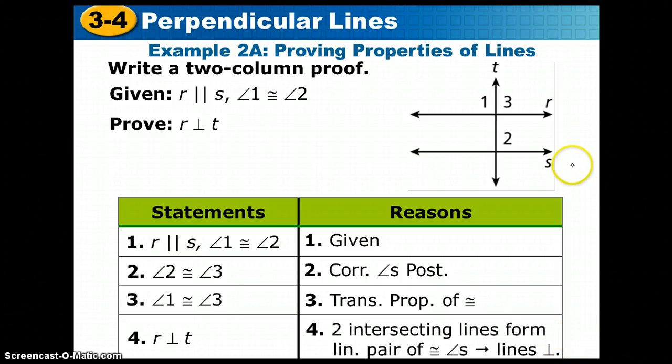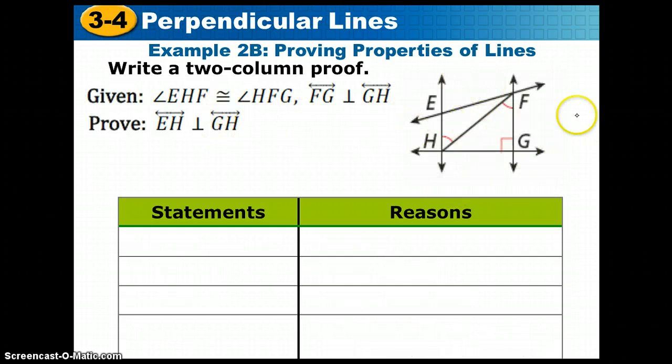Let's go ahead and take a look at example 2b. Here's what we're given. In this diagram, EHF is congruent to HFG. Well, these two lines cut by this transversal HF form alternate interior angles that are congruent. You need to recognize that, and we'll use that in our proof. But we're also told that FG is perpendicular to GH. That will come into play in just a moment.